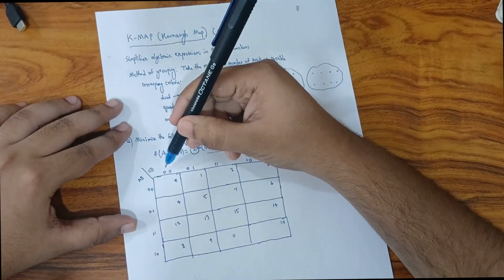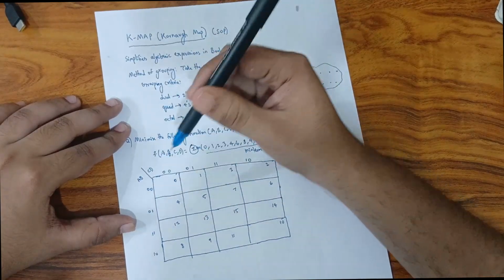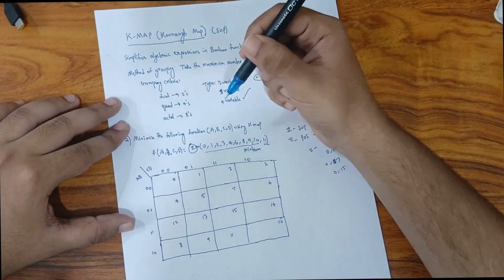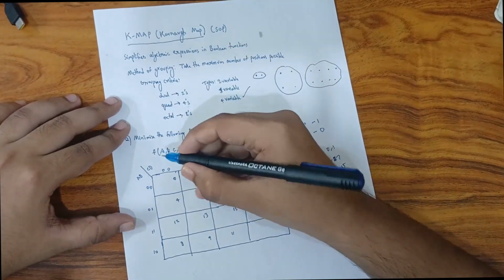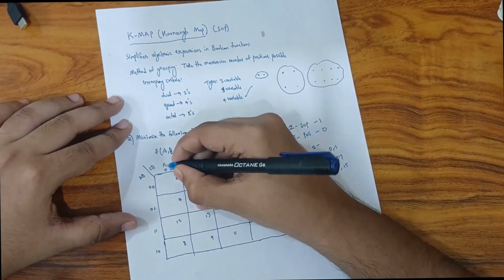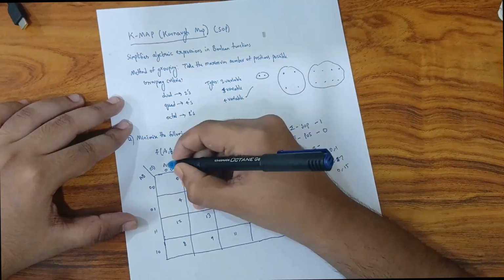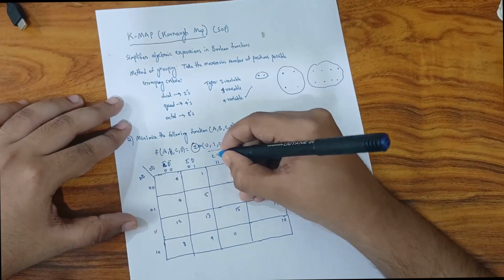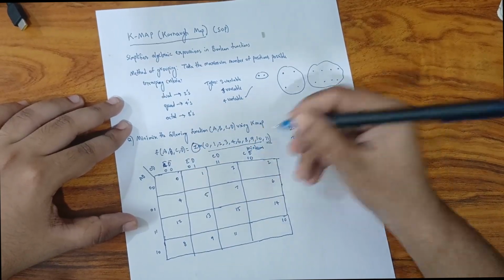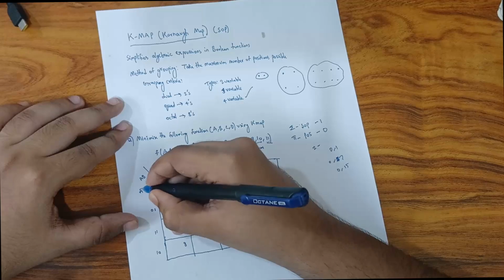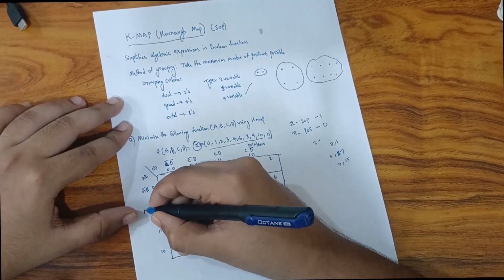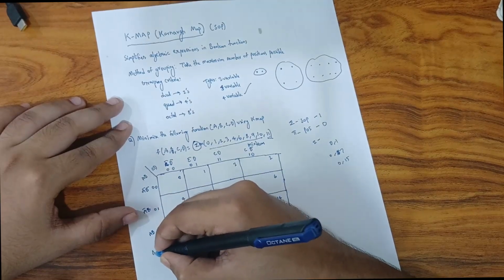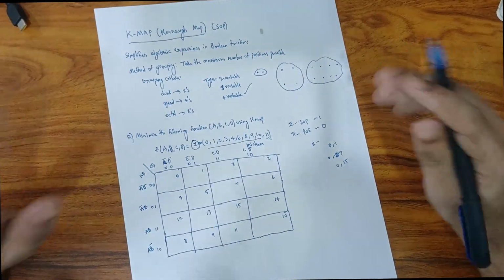So as you can see, I have marked some binary numbers here. What we need to do is write them in our variables, not binary form exactly, but variable form. On this side we have CD: C bar D bar, C bar D, CD, CD bar. Similarly, here we have A bar B bar, A bar B, AB, AB bar. So we got this right.